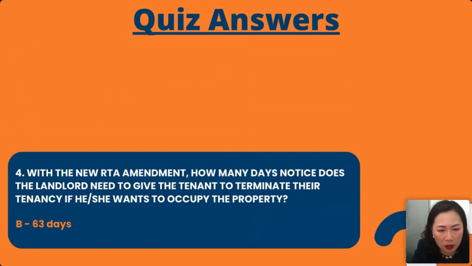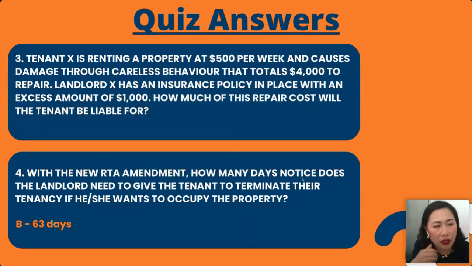With the new RTA Amendment Act, how many days' notice does the landlord need to give the tenant to terminate their tenancy if he or she wants to reoccupy the property? The answer is 63 days. Question 3 is about tenant access when renting a property. I reviewed the answer, that's 1,000.